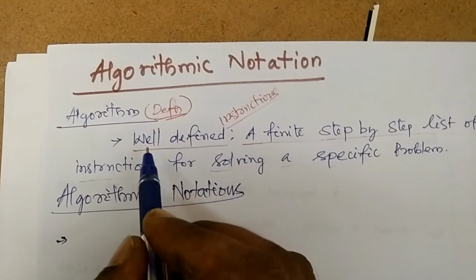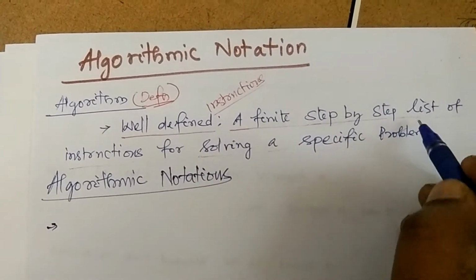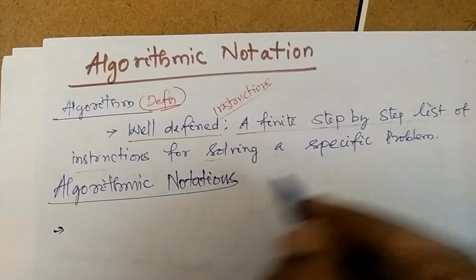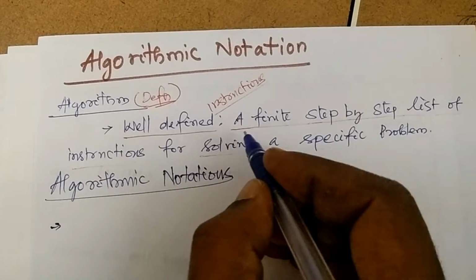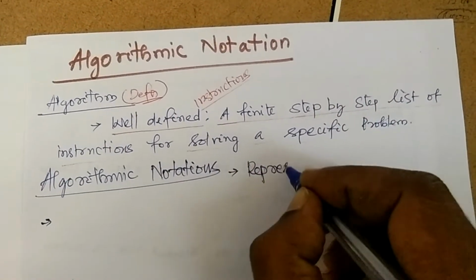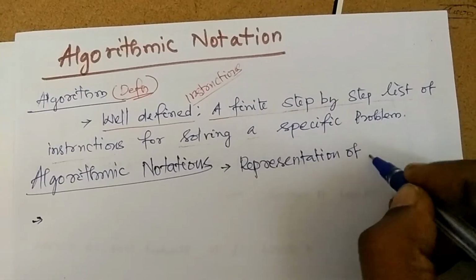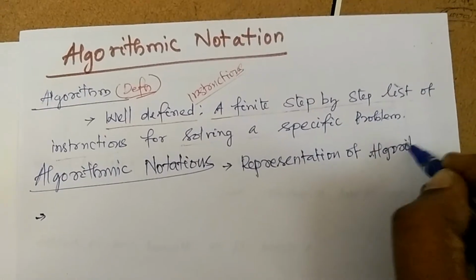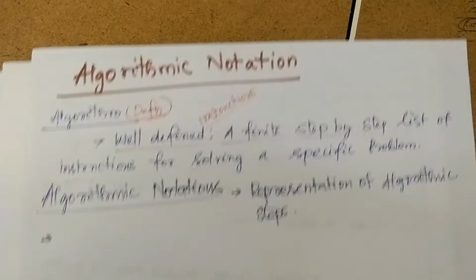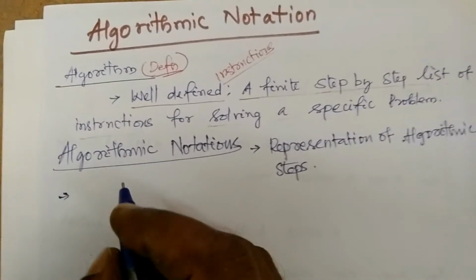An algorithm is a well-defined, step-by-step list of instructions for solving a specific problem. Notation means the representation of algorithmic steps. The various algorithmic notations are available here.